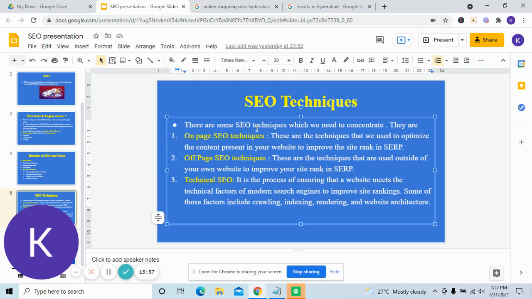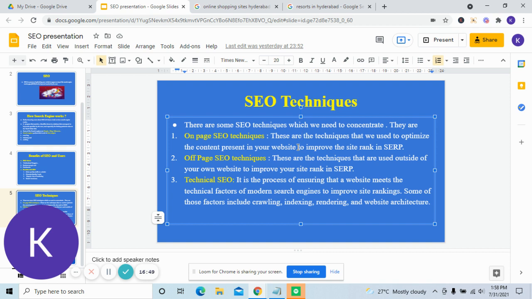So there are some SEO techniques which we need to concentrate on. They are on-page SEO techniques. Some of the on-page SEO techniques that we are going to use are in the content you're providing on your website, which might be some paragraphs or information you're providing to the user, or the service you're providing. That is a kind of content, the image, video, anything that may be. So you are using on-page SEO techniques on the content present in your website.